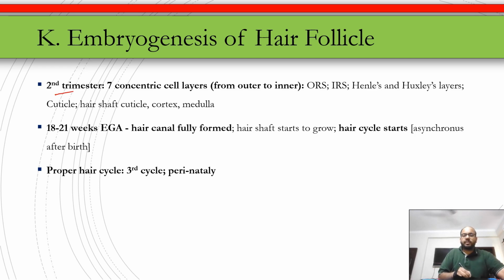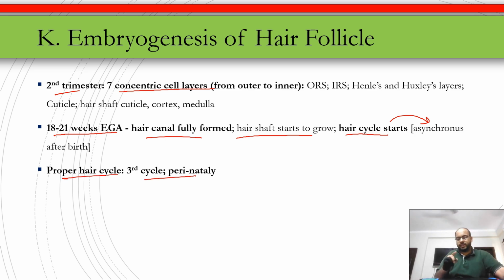Now, at second trimester, 7 concentric cell layers from outside to inside are formed: outer root sheath, Henle, Huxley, cuticle, hair shaft cuticle, cortex, medulla. Okay. At 18 to 21 weeks EGA, the hair canal is fully formed and the hair starts to grow. The hair cycle starts. And this hair cycle will become asynchronous, that means out of order, after birth. Proper hair cycle starts from the third cycle perinatally, that means around birth.